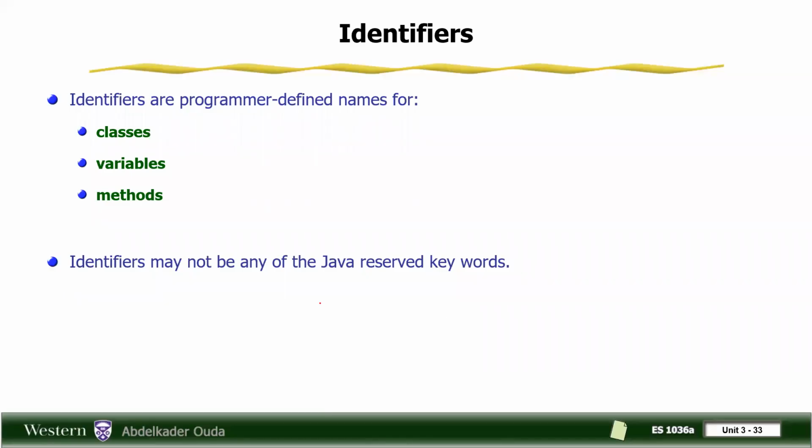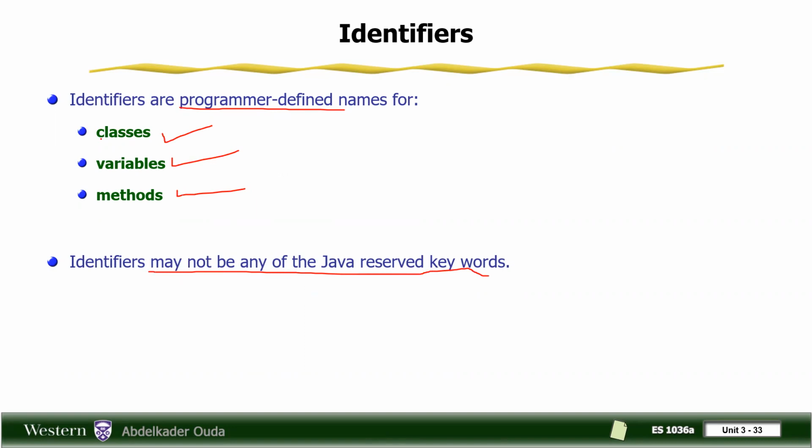What are identifiers? Identifiers are programmer-defined names for classes, variables, and methods. An identifier may not be any of the Java reserved keywords.